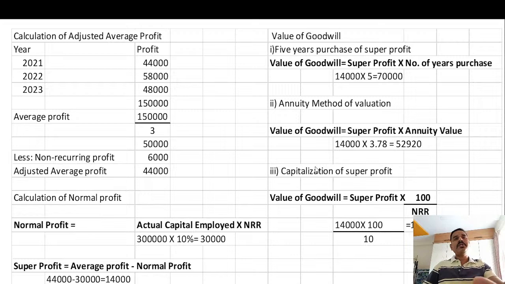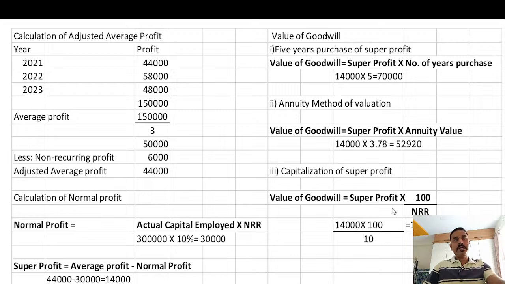Then capitalization of super profit. For capitalization of super profit, there is a formula: value of goodwill equals super profit divided by NRR into 100. So here, 14,000 into 100 divided by 10. So 10% you can directly mention. Super profit divided by NRR, you can also mention. So 14,000, total 1,40,000. This answer is 1,40,000: 14,000 super profit into 100 divided by 10% NRR.